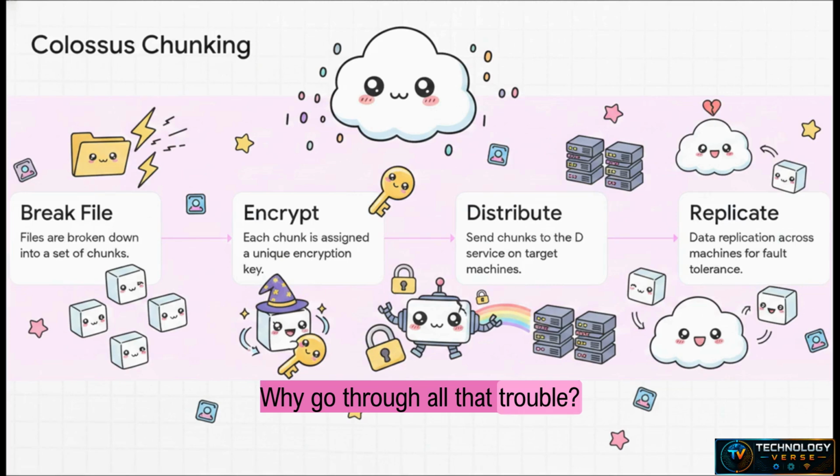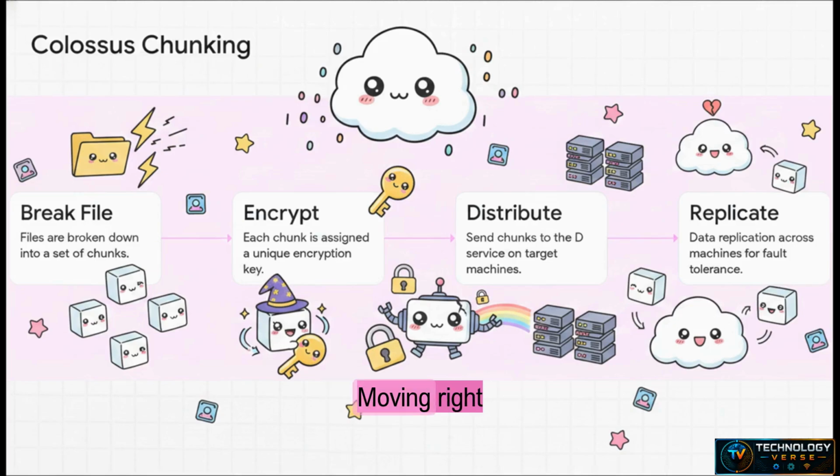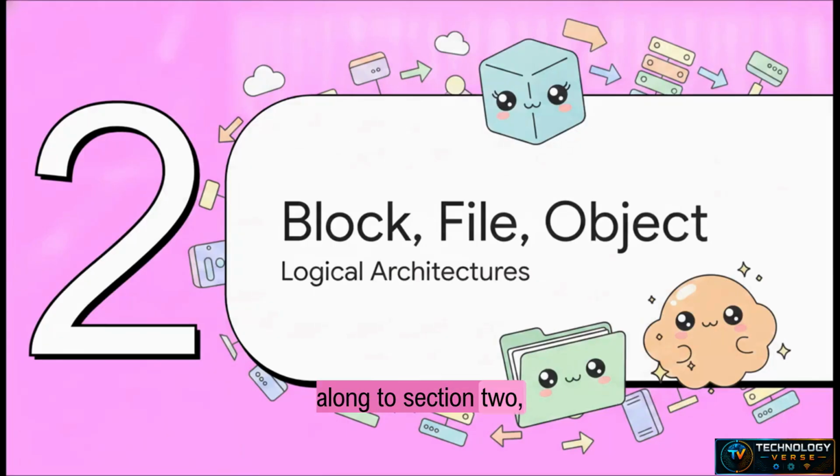Why go through all that trouble? Well, at a planetary scale, individual machines and racks are definitely going to fail periodically. By chopping your data up and scattering it, they ensure that even if a machine completely dies, your data is totally durable. Nothing is ever lost. Moving right along to Section 2.